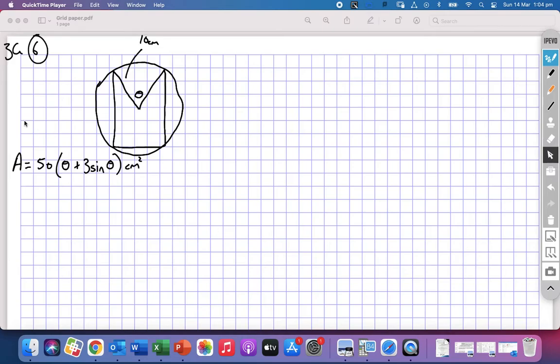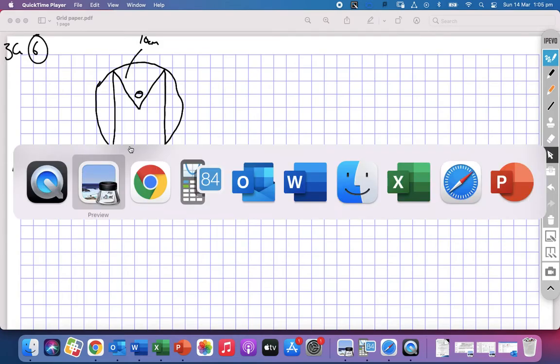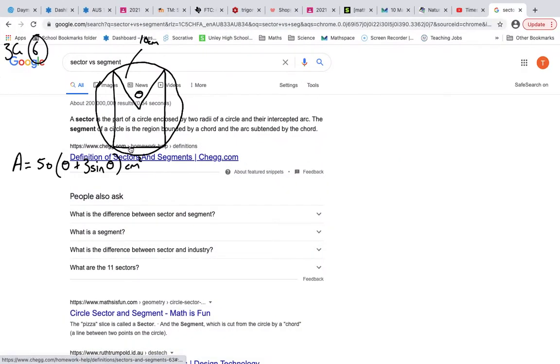Howdy folks, we are going to look at optimization question 3G number 6. This is using trigonometric functions. I've just copied this out of the book.